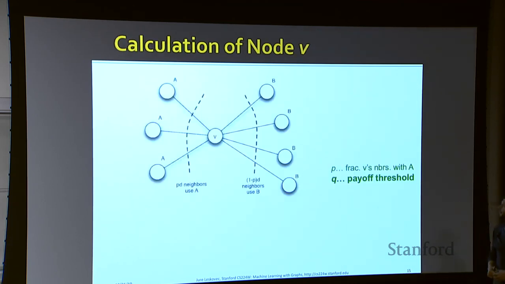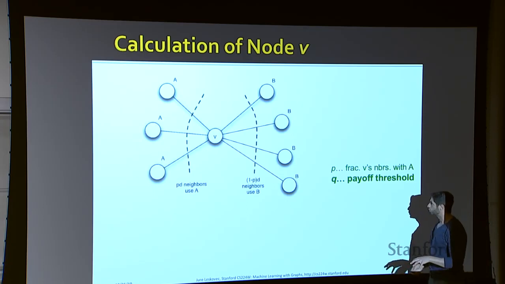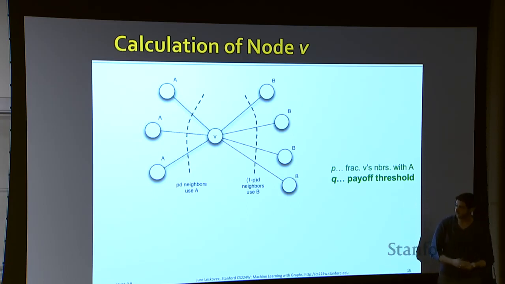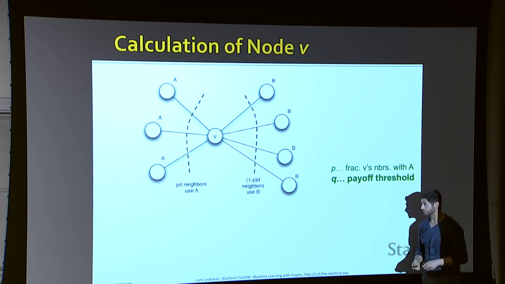Now, let's see how to calculate the payoffs for the generic case of node B, and also let's try to see how node B can make the best choice in terms of its own payoff, its own return.